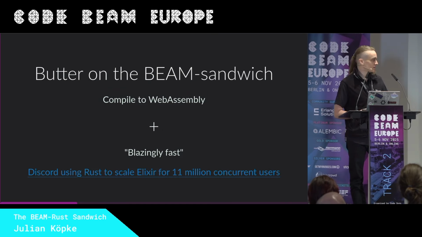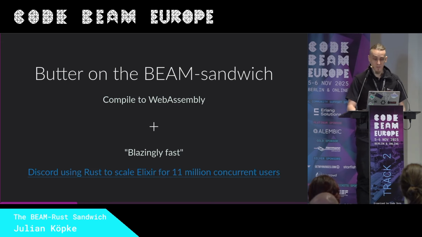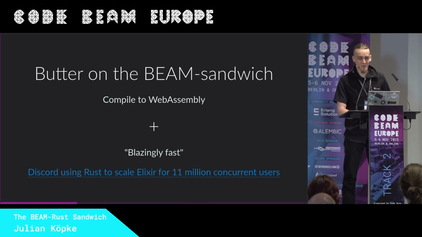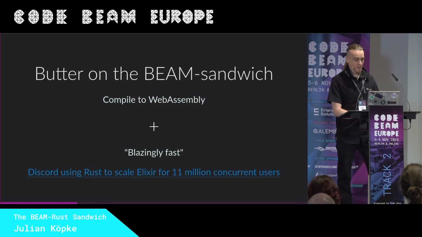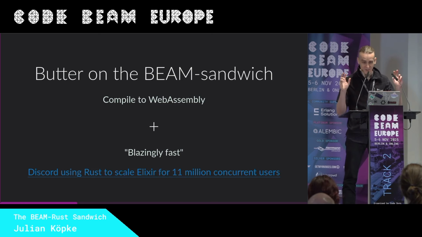Rust is actually the butter on our beam sandwich. It fills the gaps and makes it possible to use the beam in areas where we maybe do not have a good way to reach otherwise. So first of all, it can compile directly to WebAssembly, so we can actually run it in the browser, which we cannot with Elixir. And it's blazingly fast.